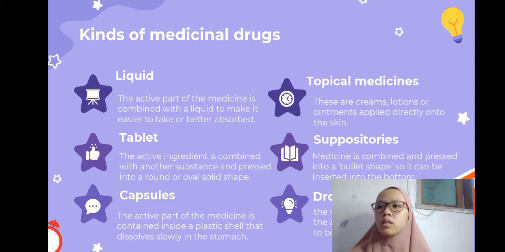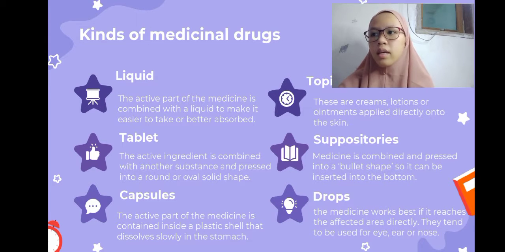Capsule is the part of the medicine that is contained inside a plastic shell that dissolves slowly in the stomach. And the other type is topical medicine that is applied directly onto the skin, such as creams, lotions, or ointments. Suppositories are a kind of medicine pressed into a bullet shape so they can be inserted into the bottom of the body.